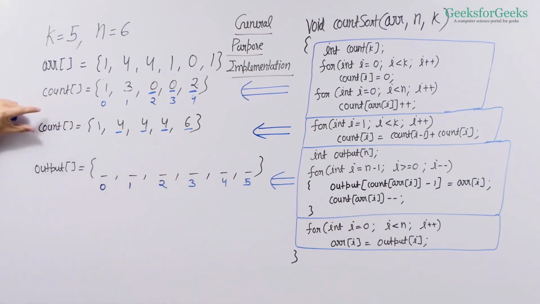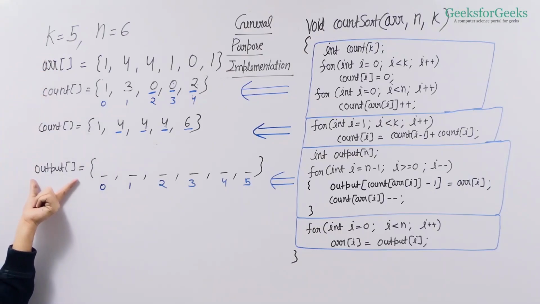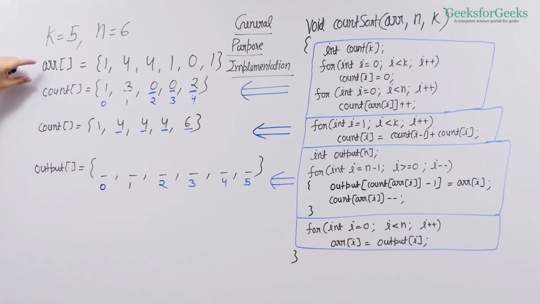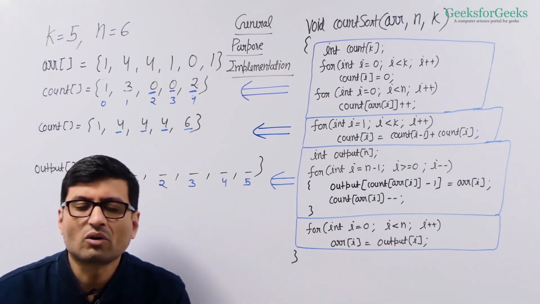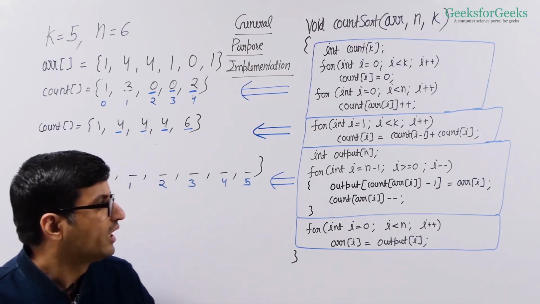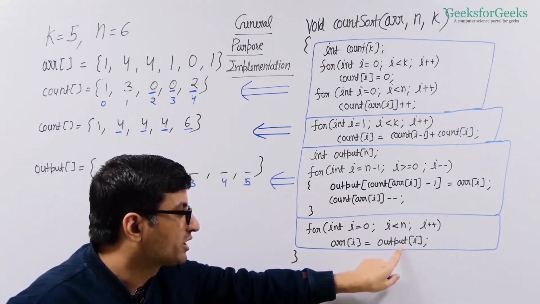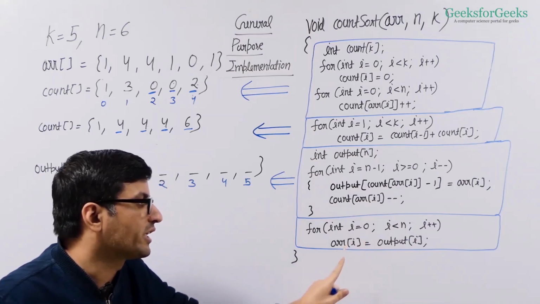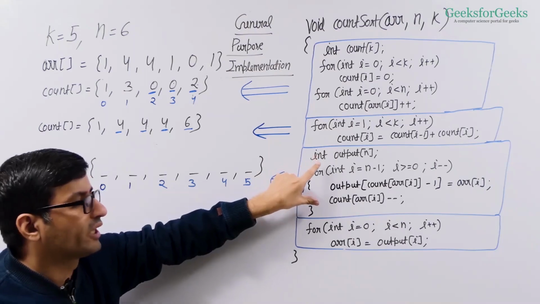Now how do we use this count array to get our sorted array in another array, output? We are going to use this ARR and count to build this output array, and this output array is going to contain all the elements in sorted form. Once we have built this output array, at the end we are simply going to copy it back to our original array. Now the most critical part of this algorithm is building this output array.